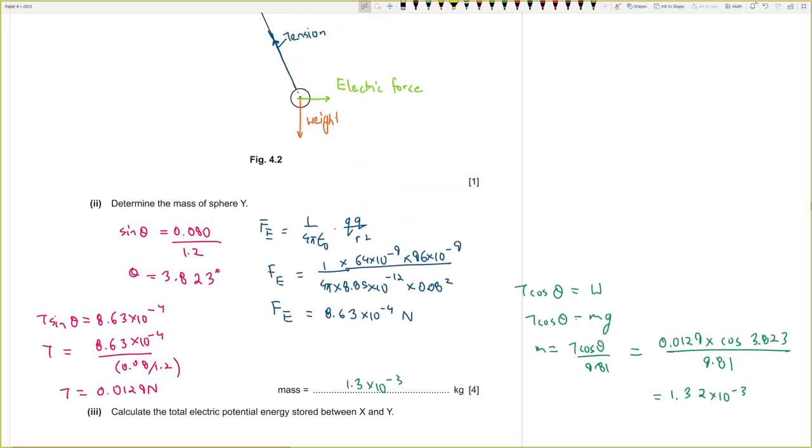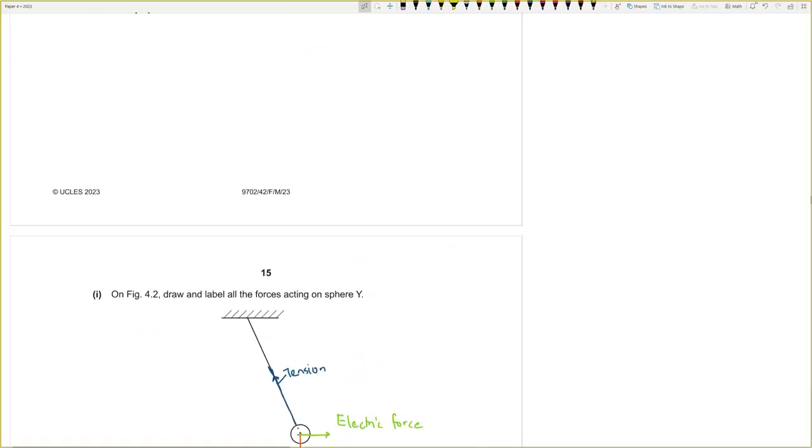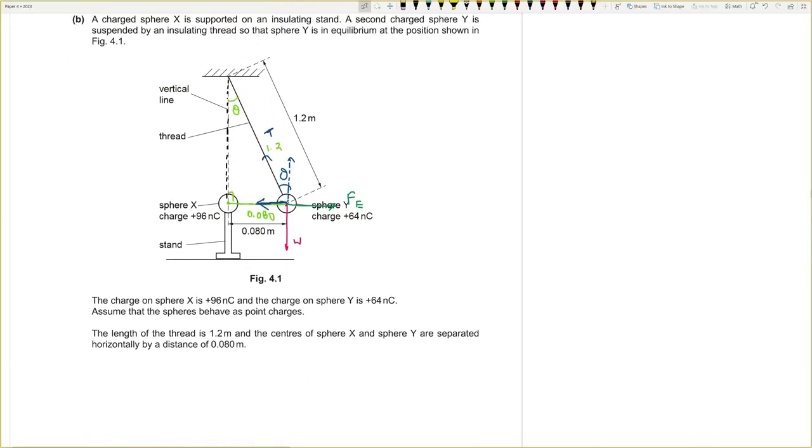So let me show you what they did in the mark scheme. My method is completely alright. You can follow this if you guys want. It's okay. So what they did was, they wrote this. Weight is equal to electric force divided by tan 3.82. So weight is equal to 8.63 times 10 to the power minus 3 divided by tan 3.82. Then they divided by g. So how does this work?